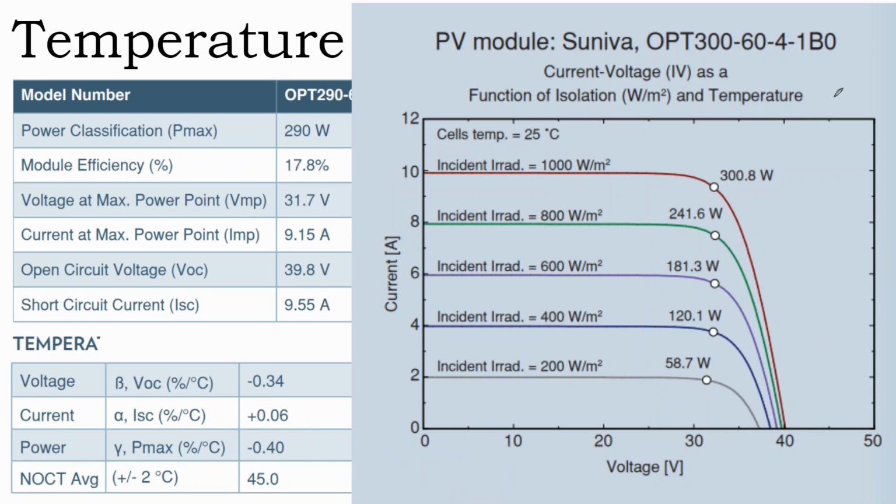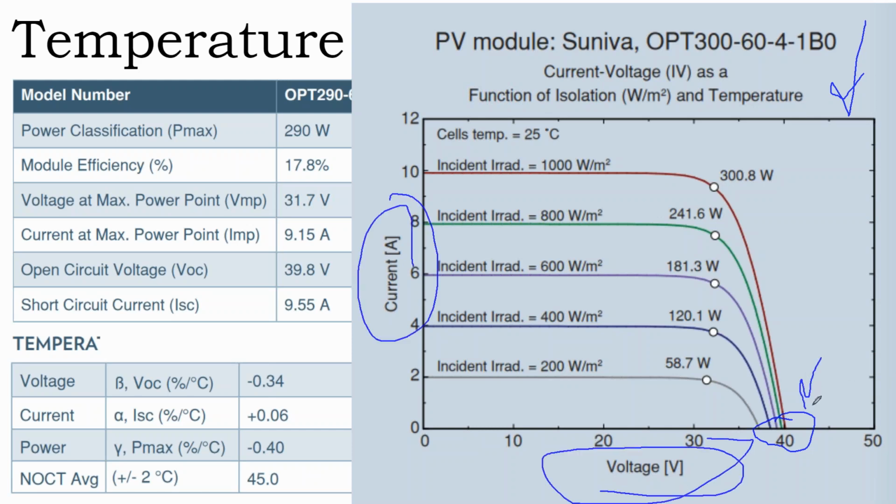Okay, so here, how do we look at this graph? Basically, this point of the graph is where we have all voltage and no amperage. So this is our open circuit voltage. And then on this graph, when we have no voltage, we have all amperage. So this is our short circuit current.